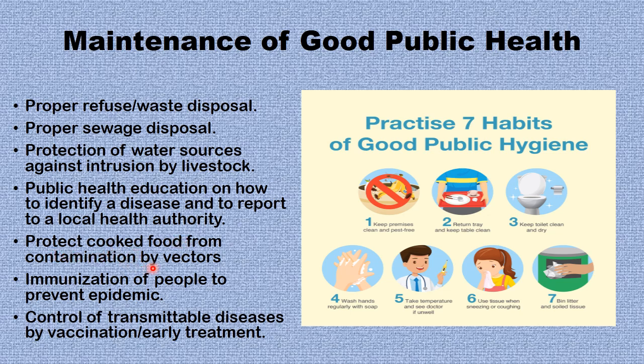Protect cooked food from contamination by vectors, immunization of people to prevent epidemic, control of transmittable diseases by vaccination or early treatment. Now, as you can see right here, this is a picture that describes habits of good public hygiene. We have keep toilets clean and dry. You should dispose of soaked tissues properly. Use tissue when sneezing or coughing. Take temperature checks, washing of hands, and so on.